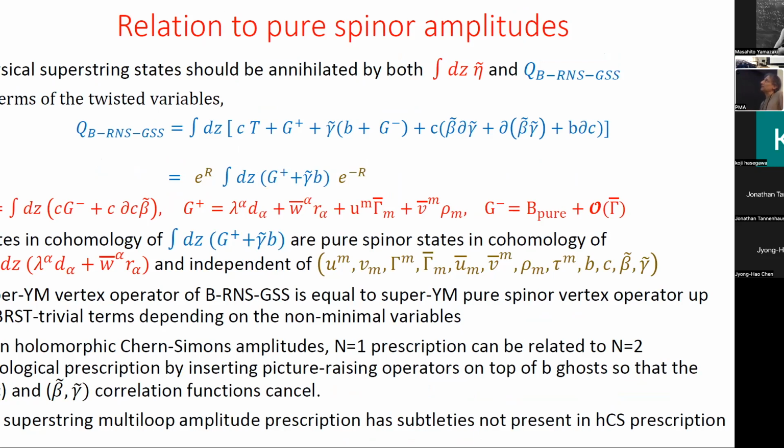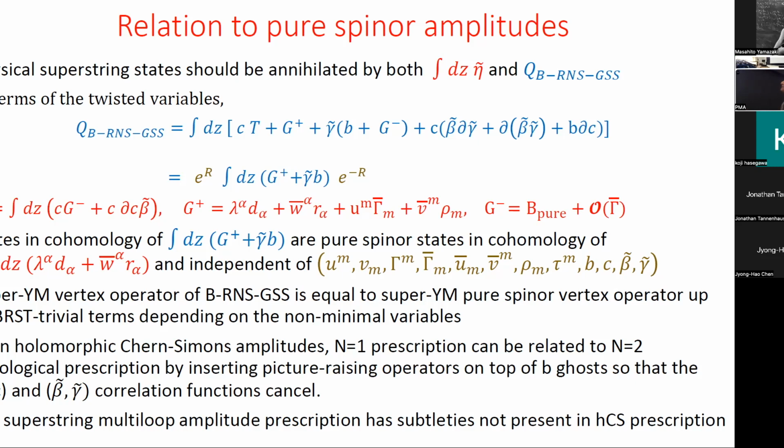So again, we can write this now in terms of the twisted variables. Now G plus appears without any gammas, and G minus appears. This is exactly the same as in the D equals 5 holomorphic Chern-Simons. And again, we can do the similarity transformation as we did for the D equals 5 holomorphic Chern-Simons, so that the BRST operator is essentially just built out of G plus, but now you have all these extra variables. Of course, the original pure spinor BRST operator was just lambda alpha D alpha plus w bar r. But now we have these extra non-minimal variables, which essentially tell you that the physical states will be independent of these extra non-minimal variables.